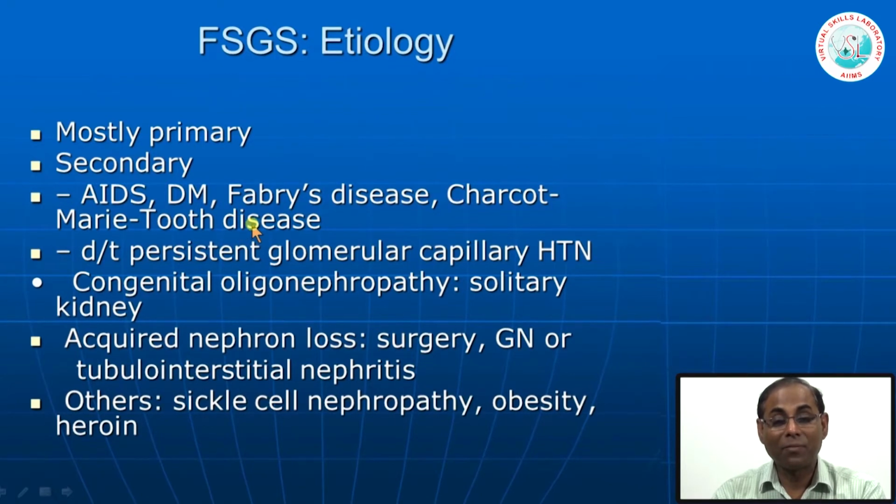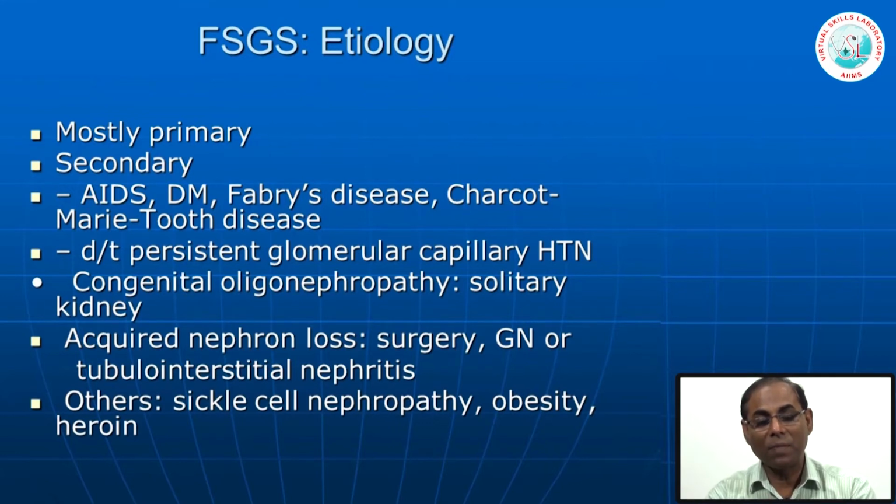We can have focal segmental glomerulosclerosis, and then there may be persistent glomerular capillary hypertension that can lead to FSGS, and we can see FSGS with decompensated hypertension cases also. Then there are congenital diseases like oligonephronia or megalonephronia, and even a solitary kidney can lead to FSGS, and acquired nephron loss like surgery, if one kidney is removed, then the remaining kidney can develop FSGS.